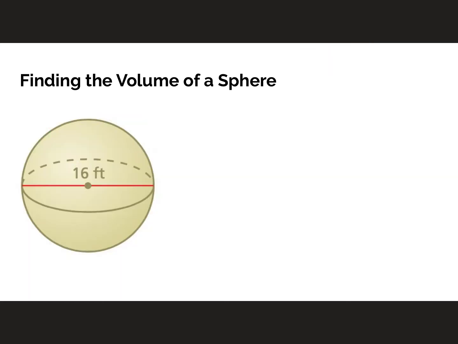Let's try another one. Again, same formula. Volume is 4/3 pi times the radius cubed. First thing I should notice here is I'm not being given the radius. I'm being given the diameter. So if my diameter is 16, my radius is 8. So I need to make sure I use 8 and not 16.